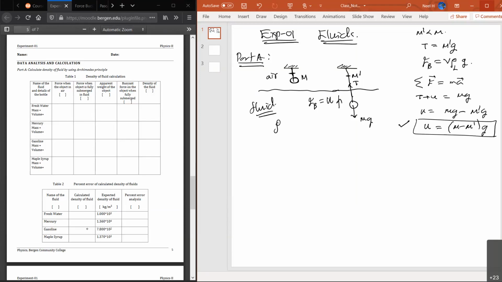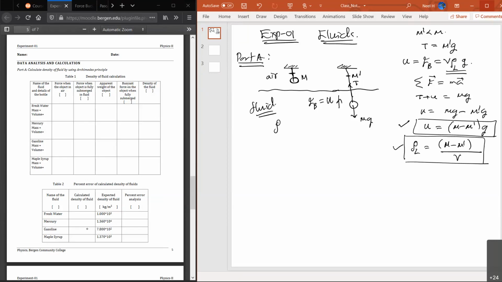And also, if I know this information, then by using that information, I can find the density of the liquid. How to find the density of the liquid? We know the buoyant force is equal to the volume of the object times the density of the fluid times the g, right? So the density of the liquid is equal to m minus m prime times the g divided by volume times the g. The g cancels out. We're going to have a new equation to find the density of the fluid. So that's the other part of the experiment.